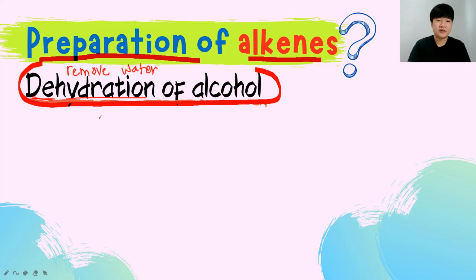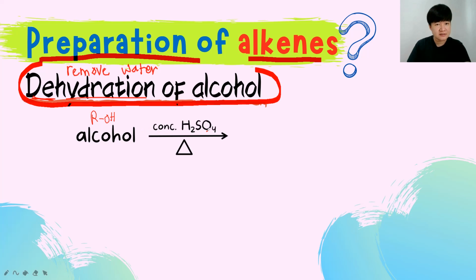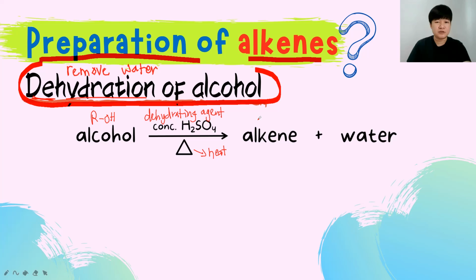So what do we need to have? We need to have alcohol at the beginning as our reactant. And then with the presence of concentrated sulfuric acid, which is your dehydrating agent, this is the guy that will help us to remove the water. And then you need to have the presence of heat. And then you will be able to produce your carbon-carbon double bond, alkene, and also water. This is the dehydration process. You can see that we are removing water and producing alkene.